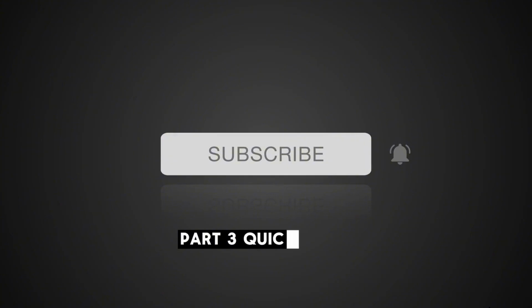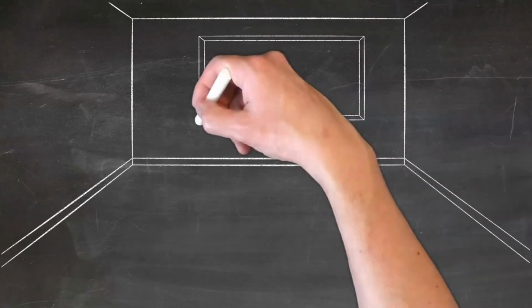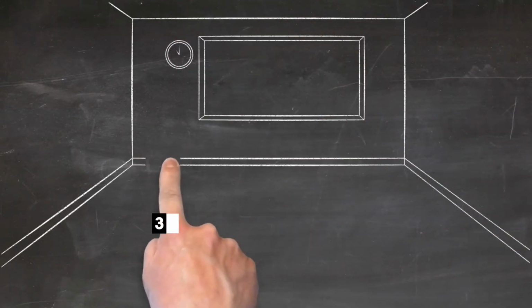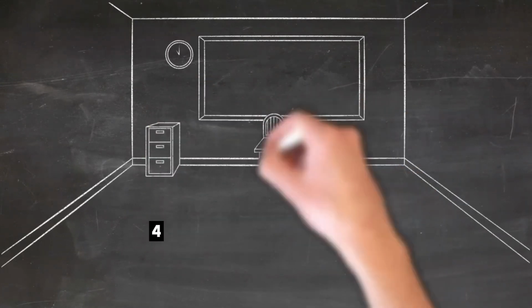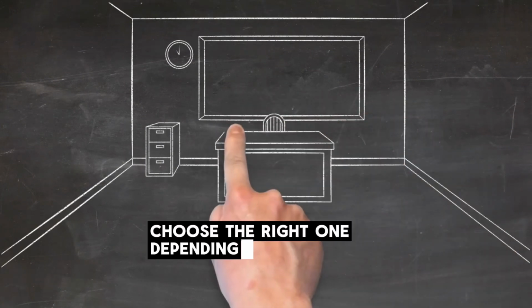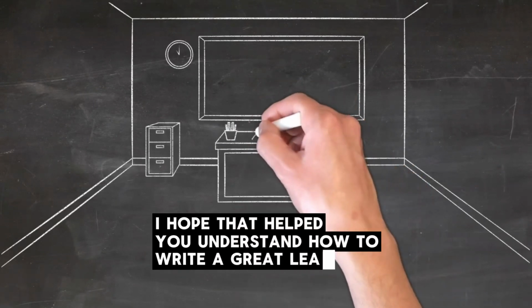Part 3. Quick recap. So to recap: 1. Use a summary lead for quick facts. 2. A descriptive lead if you want to paint a picture. 3. A quotation lead if someone's words say it best. 4. A question lead to make readers curious. Choose the right one depending on your story. I hope that helped you understand how to write a great lead.